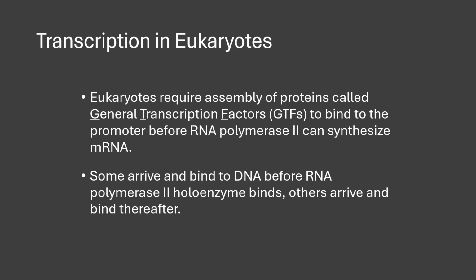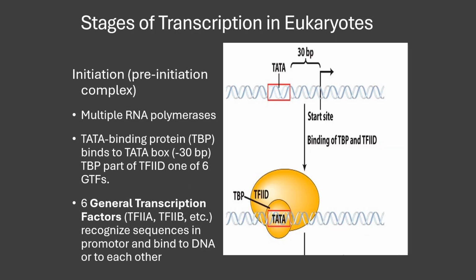So in eukaryotes, these general transcription factors bind to the DNA before the RNA polymerase 2 holoenzyme binds, and then others arrive and bind afterwards. They recognize a certain region upstream of the transcriptional start site, similar to the prokaryotic promoter. But in eukaryotes, this region is known as a TATA box. It has a lot of T's and A's upstream of the transcriptional start site, and it's outlined here in red.